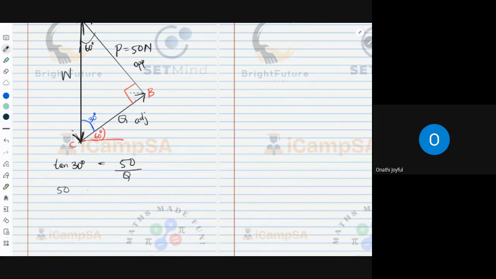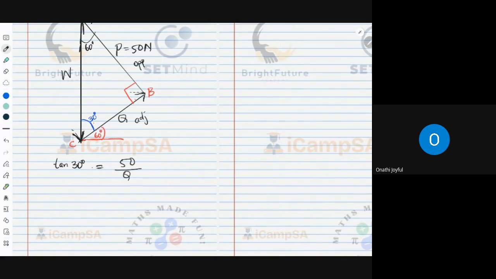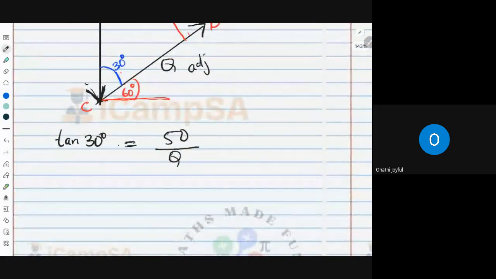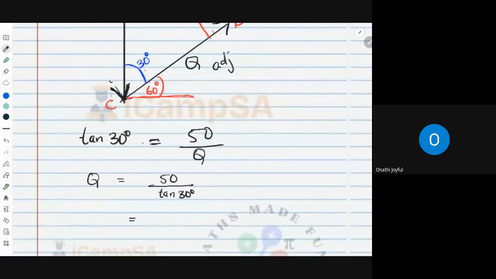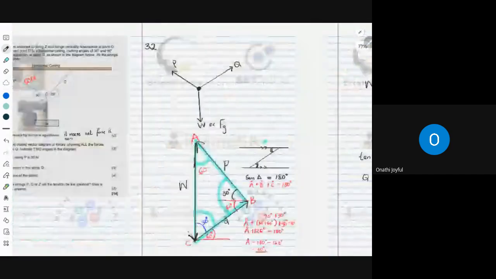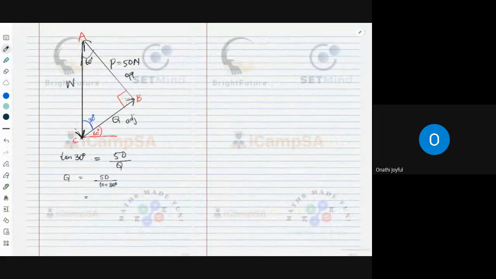You can just cross multiply. You guys know how to cross multiply, right? From math. It's unfortunate I can't teach you maths basics, but they are very helpful in physics. Q is the same as 50 over tan 30 degrees. You will get that by cross multiplying. So what answer do you get here? 50 over tan 30. So that's 3.3.1.